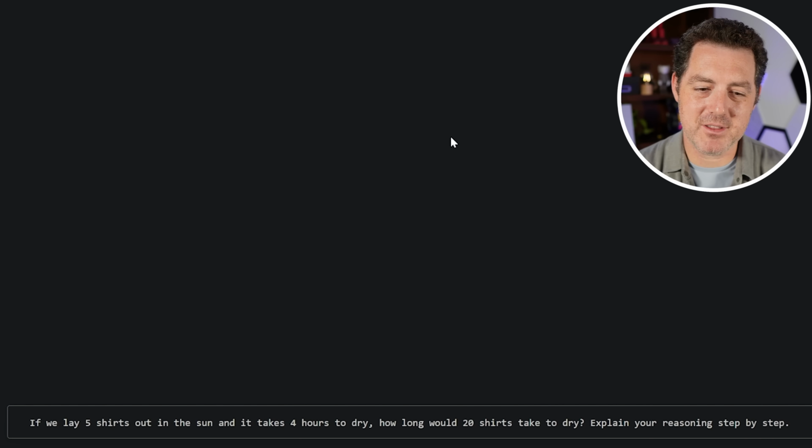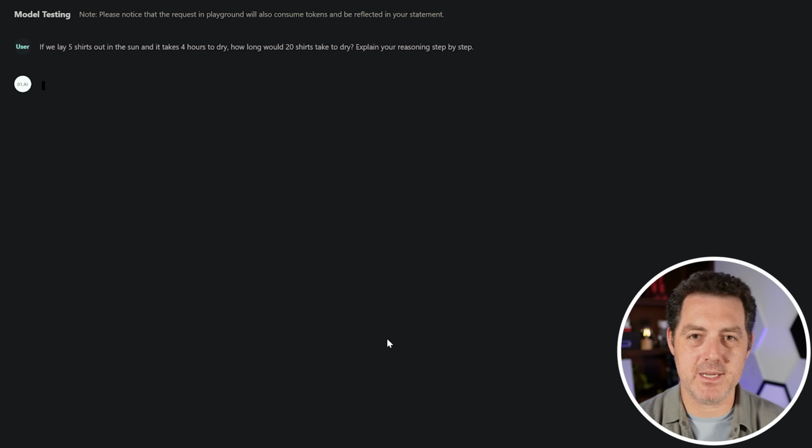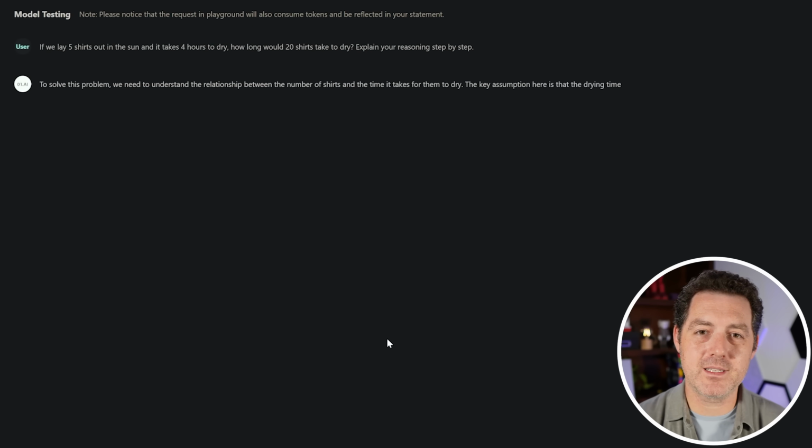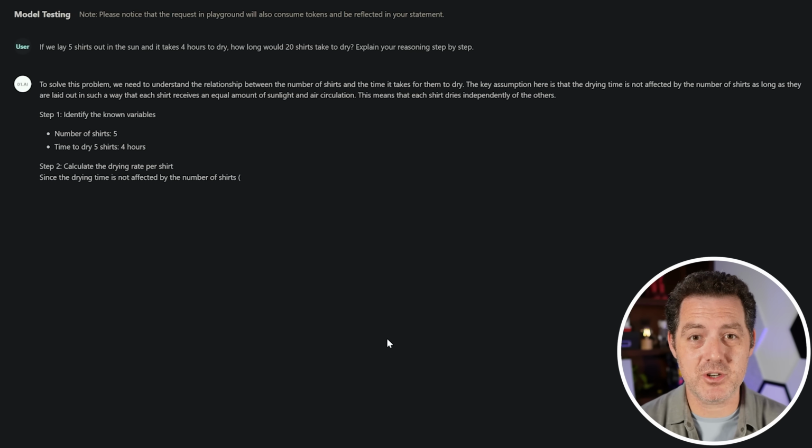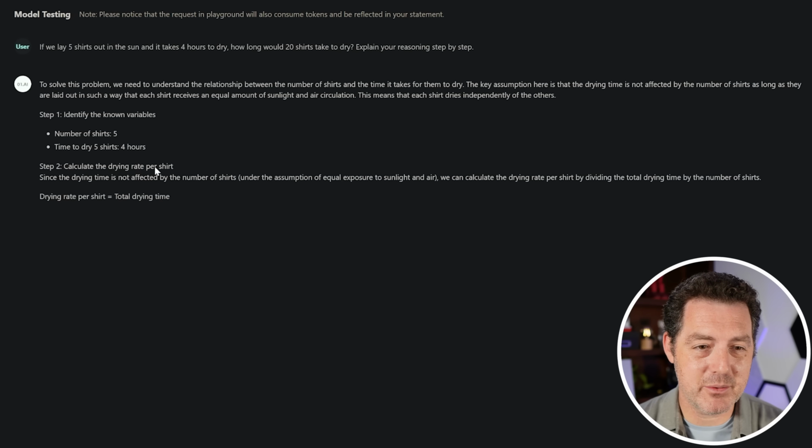If we lay 5 shirts out in the sun and it takes 4 hours to dry, how long would 20 shirts take to dry? Explain your reasoning step by step. Now, what I'm looking for is either for it to tell me it's doing parallel drying or serialized drying, and then give me the right answer. Let's see what it says.